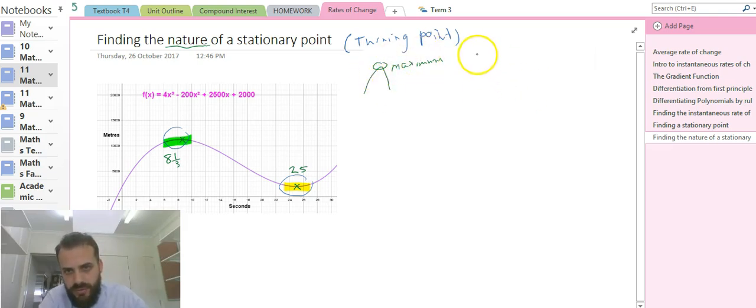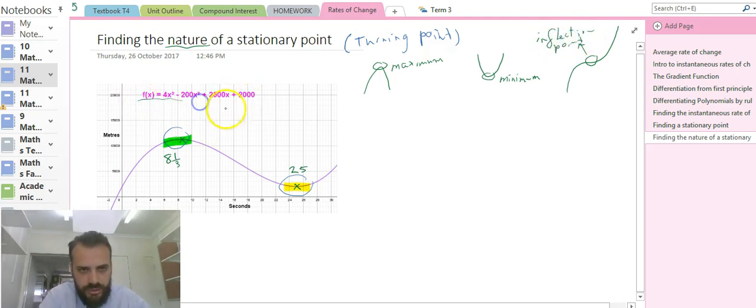We can also have these. That's called a minimum. So you can see this is a maximum and this is a minimum. We also have these. Comes up, stops for a moment and starts going up again. That's called an inflection point.